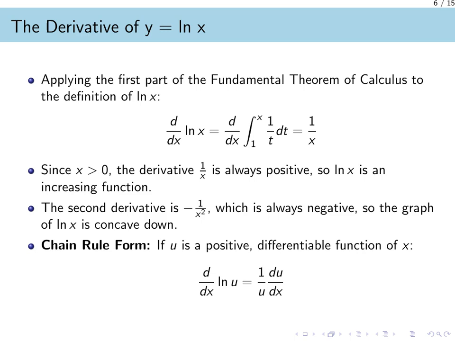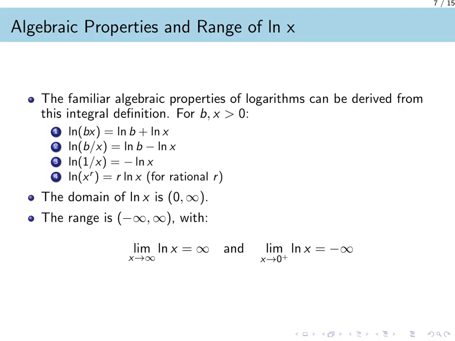The most important thing to remember is that the derivative of the natural log of x is 1 over x. As a direct result of its definition as an integral, the natural logarithm has several powerful algebraic properties. The most important is that the logarithm of a product, b times x, becomes the sum of the individual logarithms, ln of b plus ln of x.